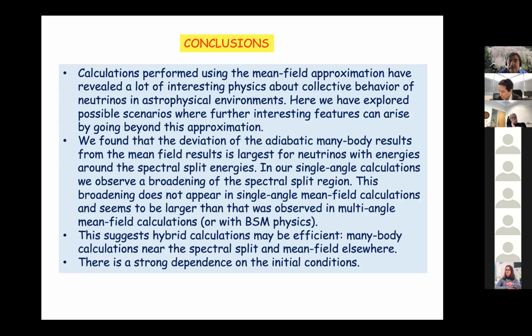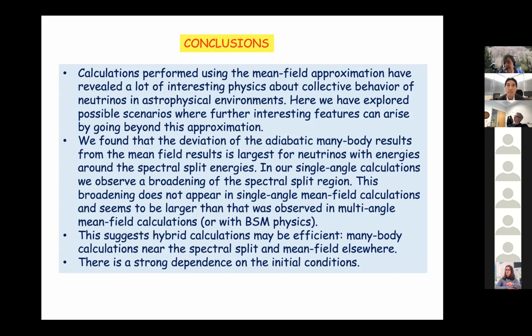We found that the deviation of the adiabatic many-body results from the mean field results is largest for neutrinos with energies around the spectral split energies. In our single angle calculations, we observe a broadening of the spectral split region. This broadening does not appear in single angle mean field calculations and seems to be still much larger than was observed in multi-angle mean field calculations or using beyond the standard model physics.